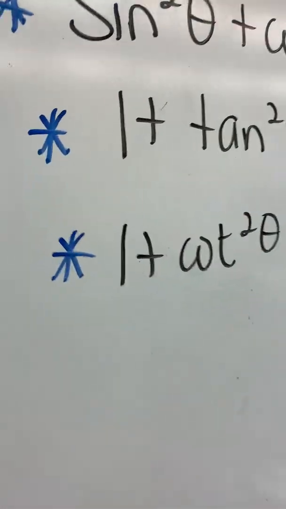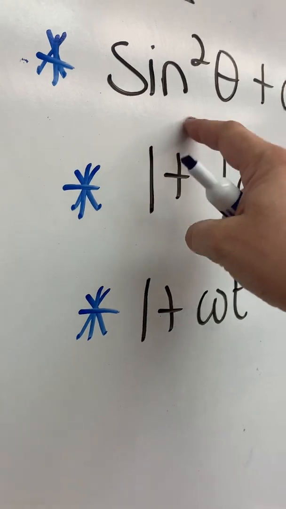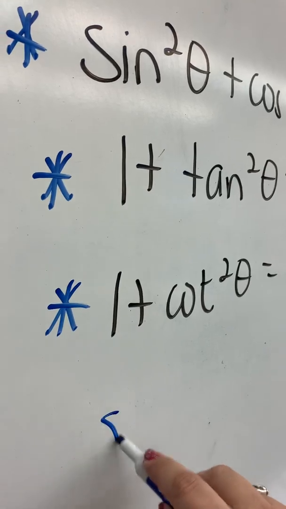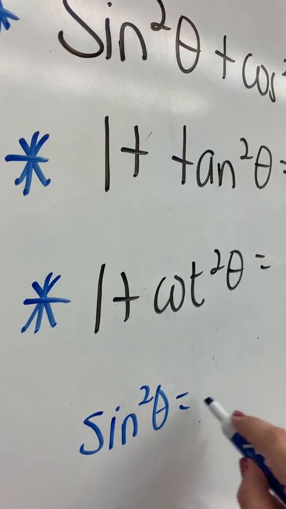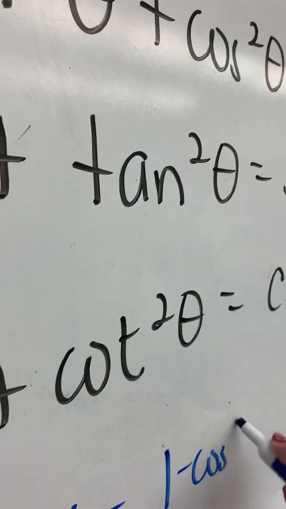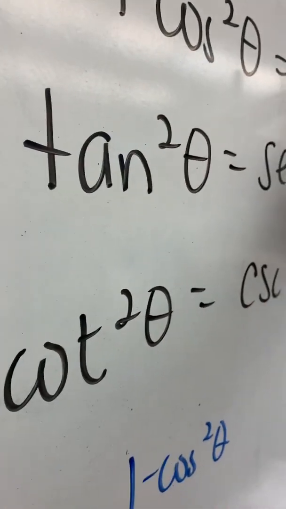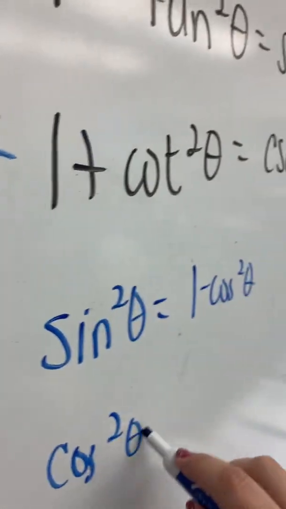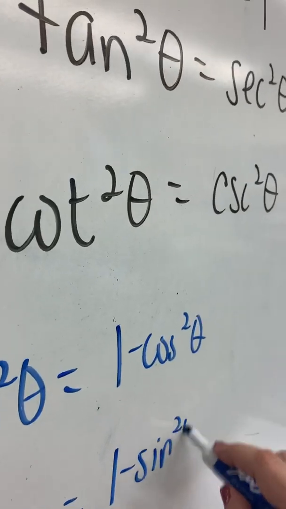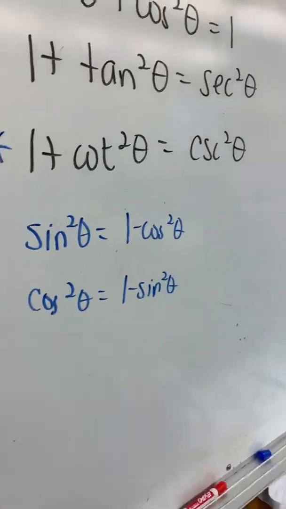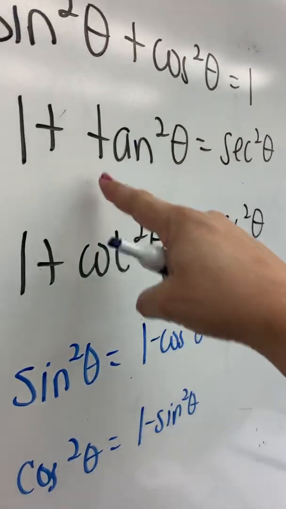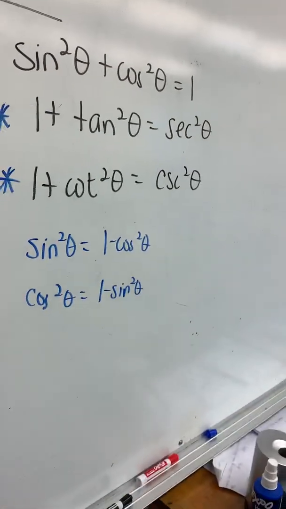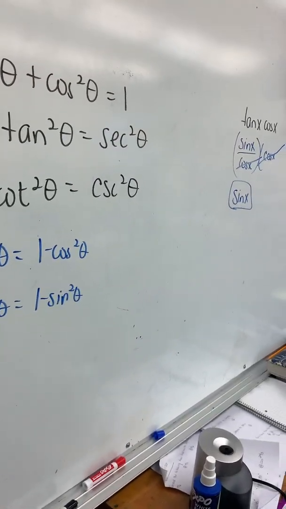If I'm looking at this one here, manipulatable, I could say that sine squared equals 1 minus cosine squared. All I did is subtract cosine squared over. I can also say that cosine squared is 1 minus sine squared, because I could subtract sine over. I could also subtract tangent squared over, so secant squared theta minus tangent squared equals 1. All of these are manipulatable.